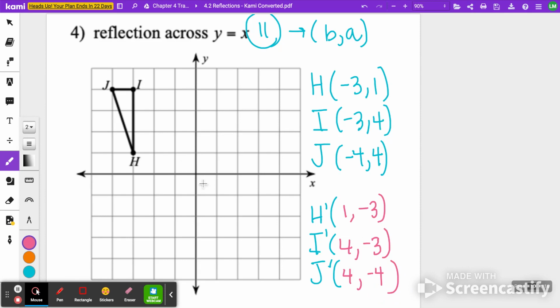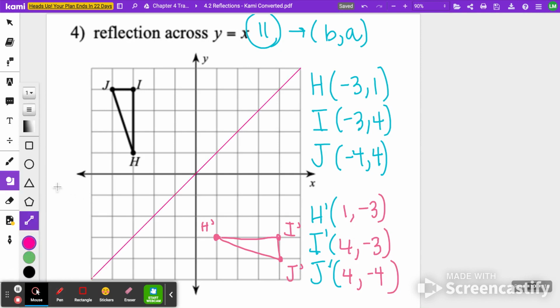So when I graph all those points, I'm going to get H prime at 1, negative 3 here. I prime would be 4, negative 3. And then J prime is at 4, negative 4. When we connect these points, it doesn't really look like a reflection yet, but that's because we haven't determined where our reflection line is. So let's go ahead and put that in place so you can see what it's supposed to look like. So this is our reflection line of y equals x.